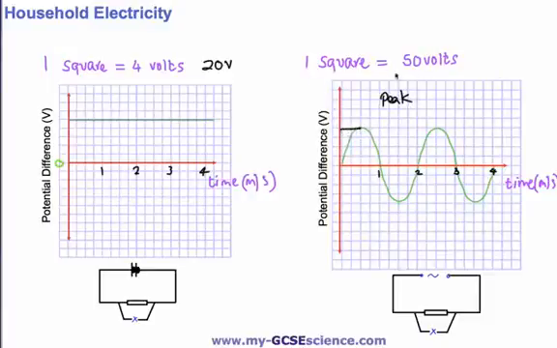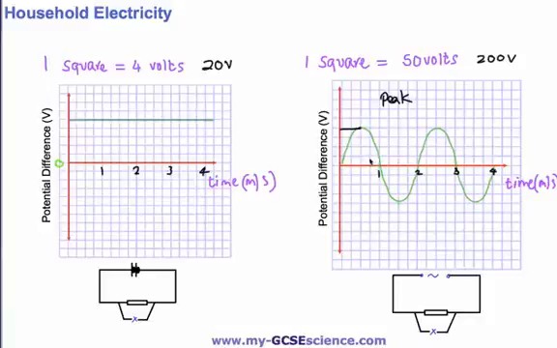Here I've got a slightly different key. I've got 1 square is 50 volts. So if I've got 1, 2, 3, 4 squares there, I've got a peak reading of 4 times 50, which is 200 volts of potential difference. That doesn't necessarily mean that the overall supply here is going to be 200, but the peak here is actually 200 volts, and that's how you would read it off that graph.